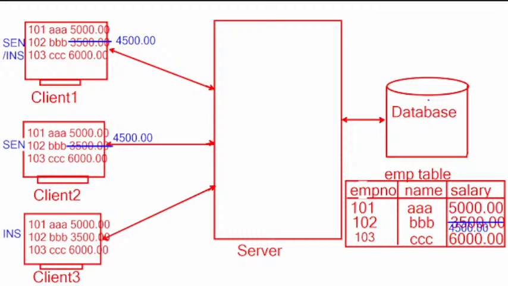Okay. So client 1, you will update the data in the database. Immediately it will be shown in client 2 because it is a sensitive result set. It will not be shown in client 3 because it is an insensitive result set. That's the difference. Is it completed? No, not done.